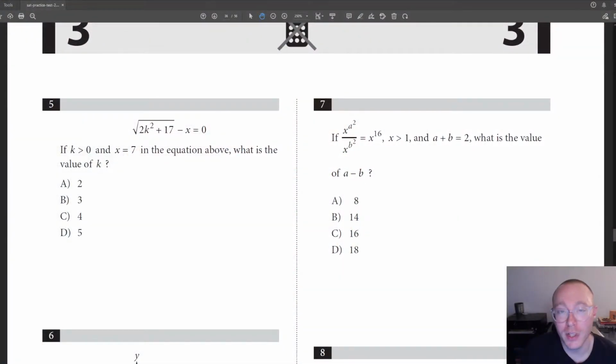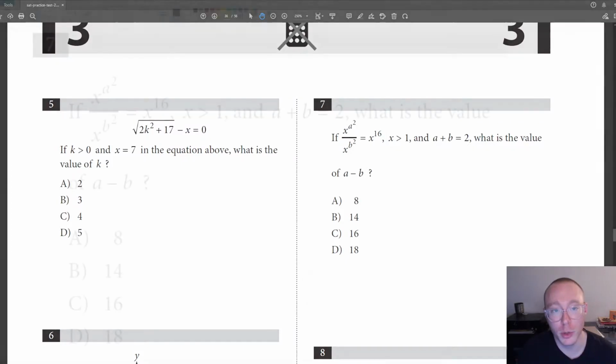test number 2. I'm going to be going through a question from section 3. This is the no calculator section, so if you have one, definitely put that off to the side and do not be tempted to use it. So let's get started with the question.